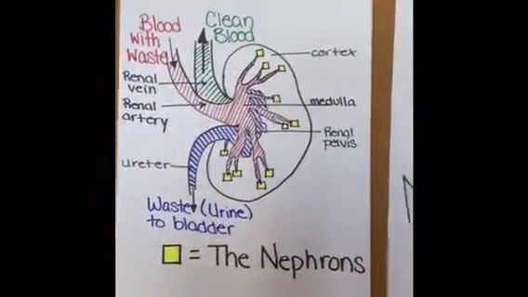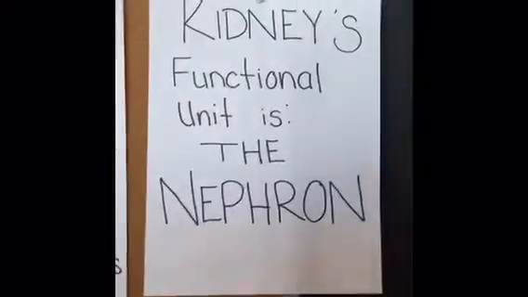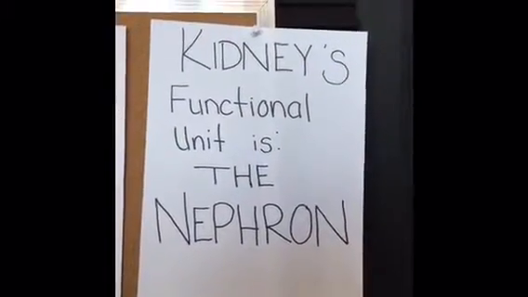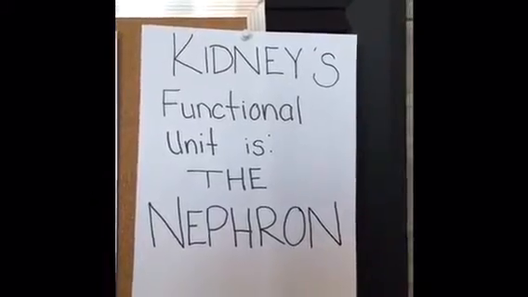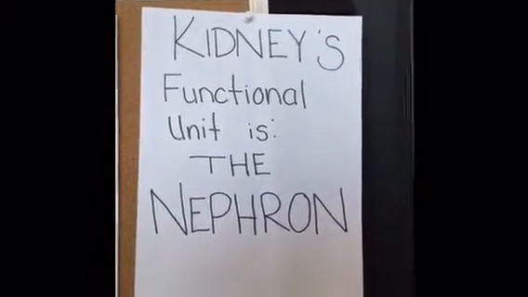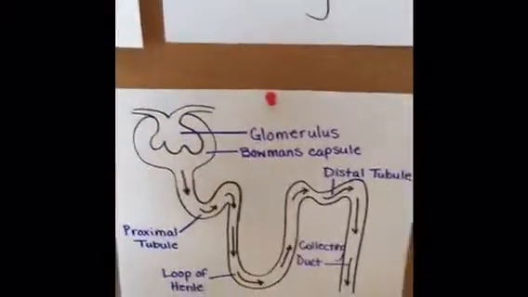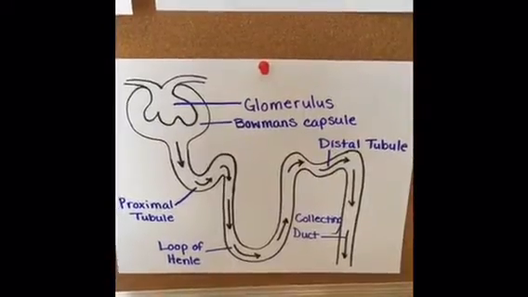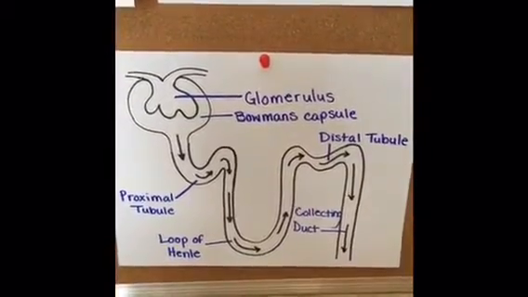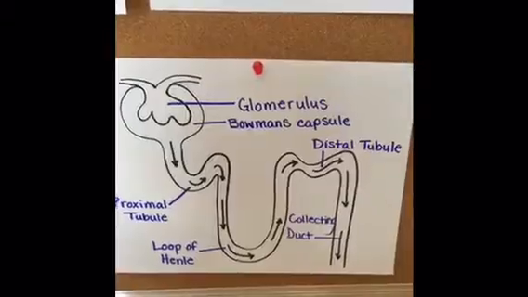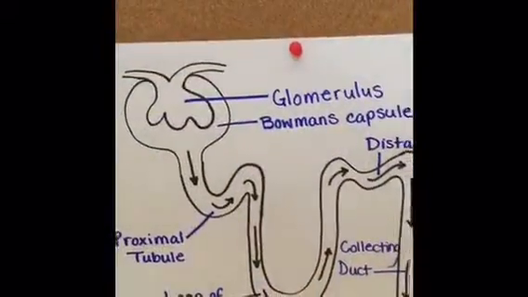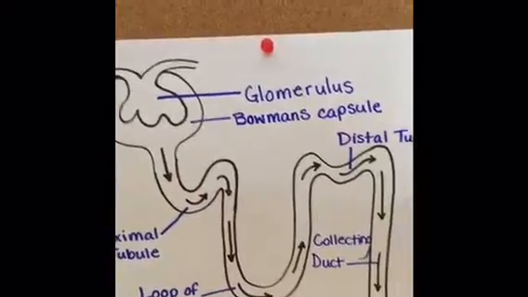Let's talk about the nephrons now. The nephrons are the functional unit of the kidney, and they play a very important role in homeostasis of our body. The nephrons are composed of a couple different parts: the glomerulus, the Bowman's capsule, the proximal tubule, the loop of Henle, distal tubule, and the collecting duct. Let's begin with the glomerulus and Bowman's capsule.